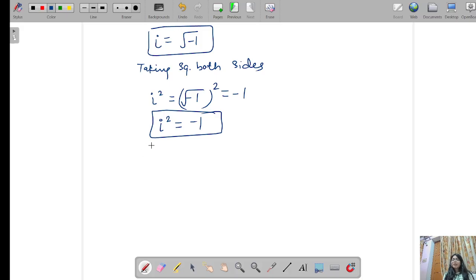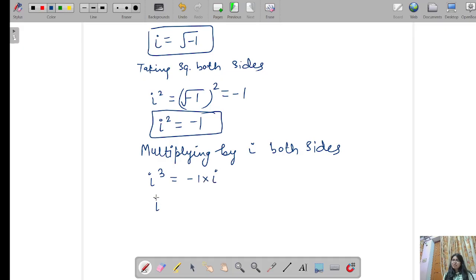Okay, now I'm going to multiply by iota on both sides. Alright, we have come across -1 into iota is minus iota. And again, I'm going to multiply both sides by iota. I'm finding the value of iota, iota square, iota cube, and I'm going to generalize it after 2-3 steps.